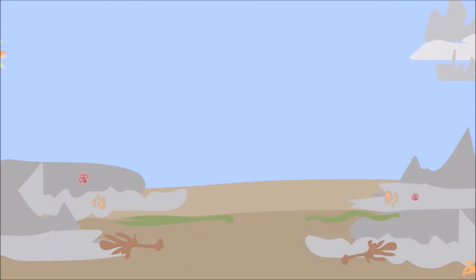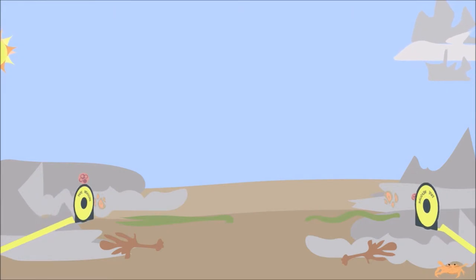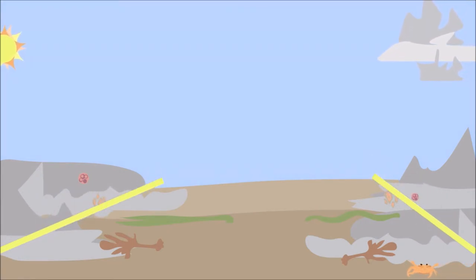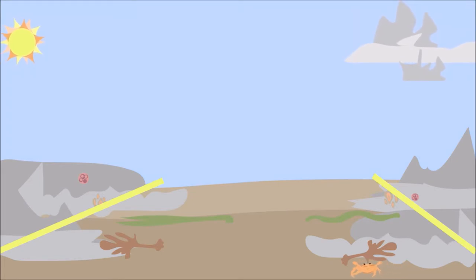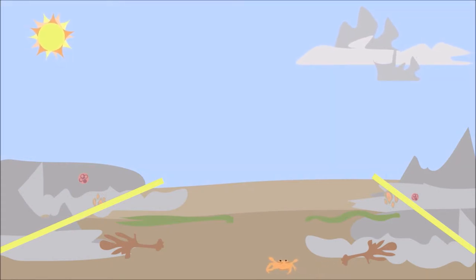At low tide, we place a tape measure perpendicular from the sea up the shoreline like this. This is called a belt transect. We have subdivided the shoreline into zones, kind of like a grid system, to ensure that we sample the entire area fairly and don't get biased data.